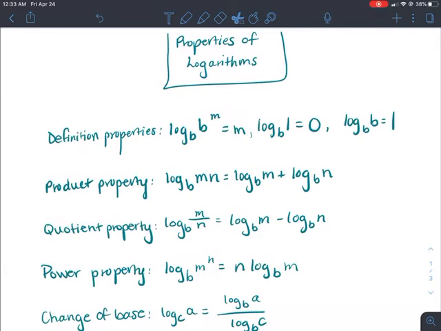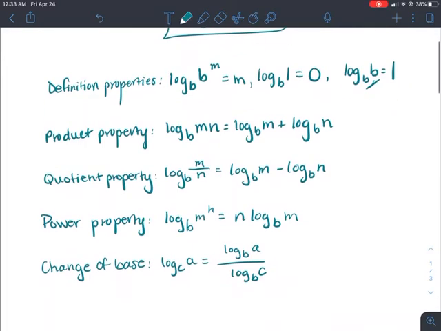Another property is that log base b of 1 equals 0. Anything with log base b of 1 is equal to 0. And whenever you have log base b of b, that gives you 1. Whenever these two are the same, it's going to equal 1.